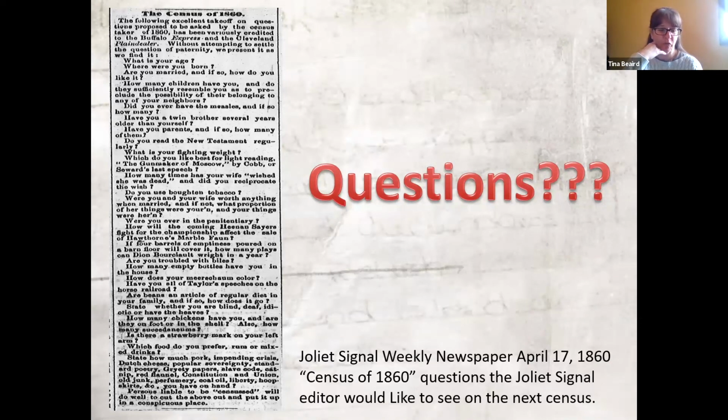You know, which food do you prefer, rum or mixed drinks? So they poked some fun at the census all the way back in 1860. I love that. And we have had a couple of questions come in.